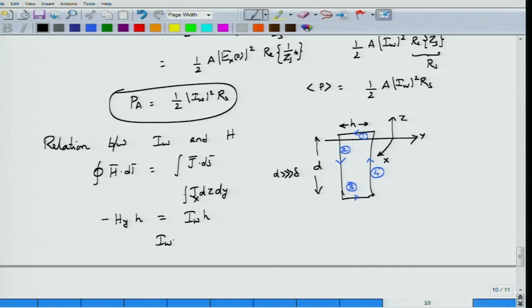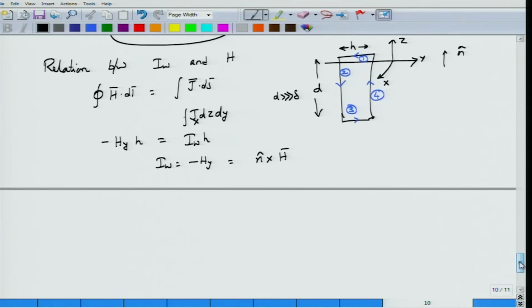Therefore, this gives me I_W equal to minus Hy, or if you consider a normal n hat outward from the metal surface, this can be written as n cross H. H is along y and n is along the surface z. So you have z cross y, and that is what the direction for I_W would be, along x.